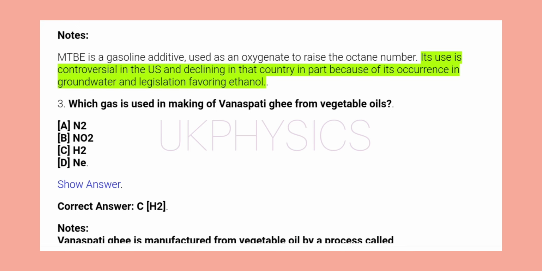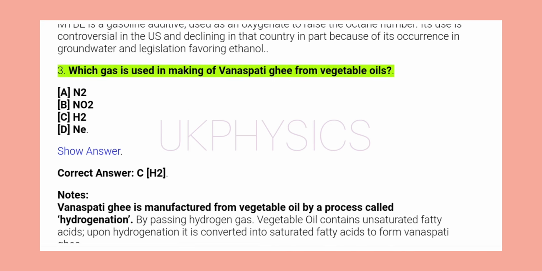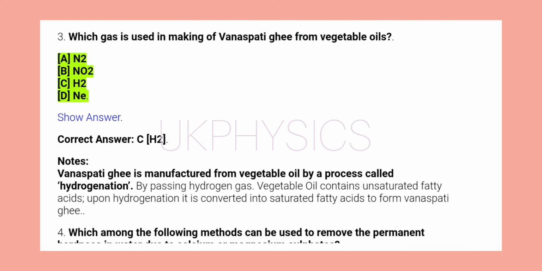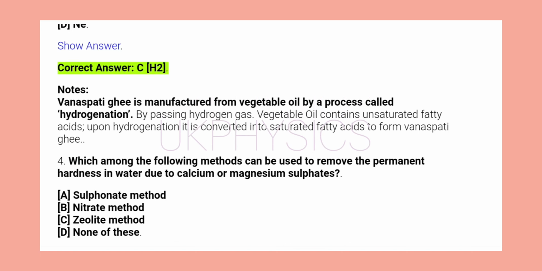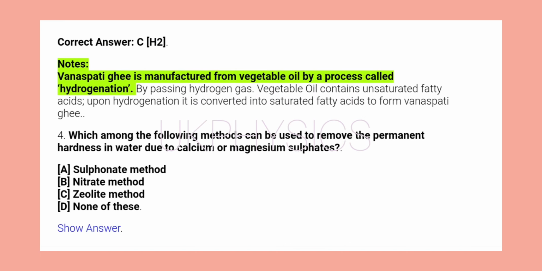3. Which gas is used in making of vanaspati ghee from vegetable oils? A. N2, B. NO2, C. H2, D. Na. Show answer. Correct answer, C. H2. Notes: Vanaspati ghee is manufactured from vegetable oil by a process called hydrogenation.